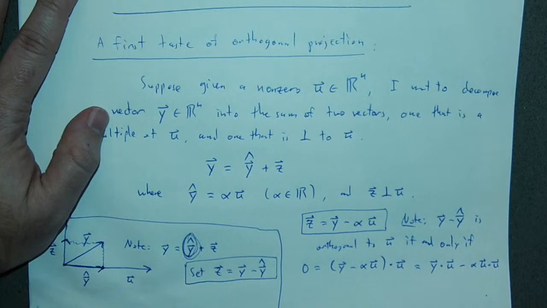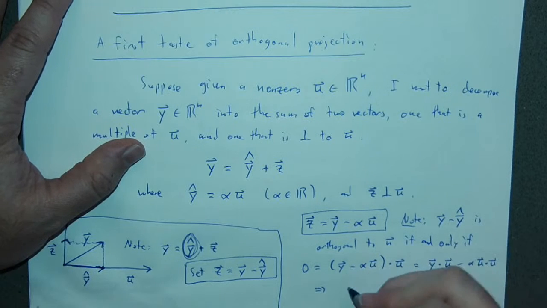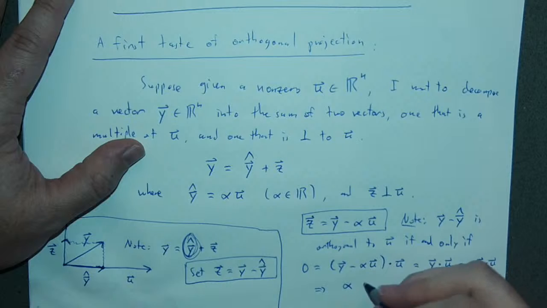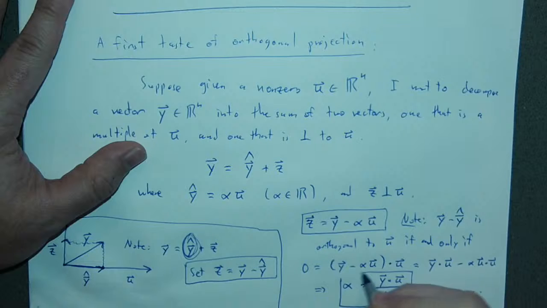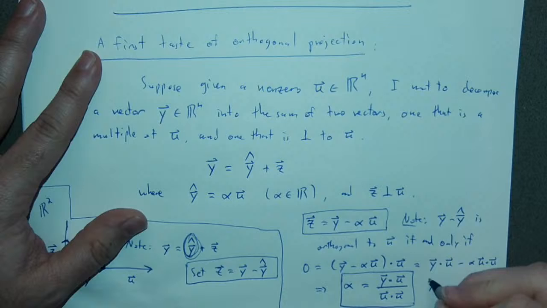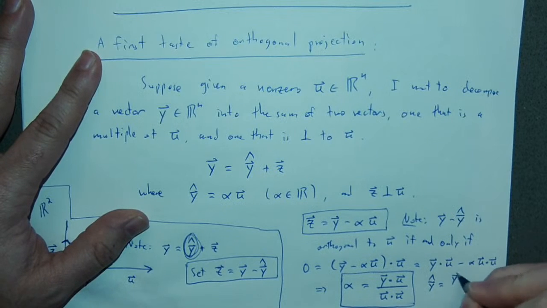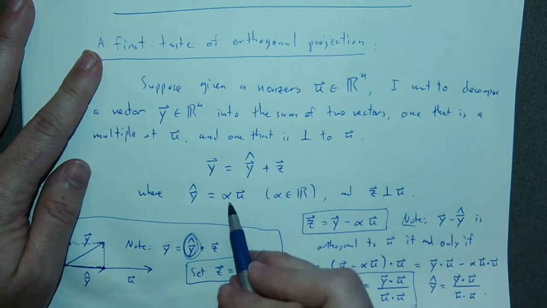But, of course, this is the same as y dotted with u minus alpha times u dotted with itself. And I can do this by properties of the dot product, right? So the dot product is distributive in this way, and then I can pull constants out of the dot product. And so this is what I get. I can solve for alpha here. So moving this to the other side and dividing, I get alpha is y dot u divided by u dot u. This is exactly what I had from Calc 3, right? Once I know what alpha is, I know immediately what y hat is. So y hat is y dotted with u over u dotted with u, times u, because it's alpha times u.